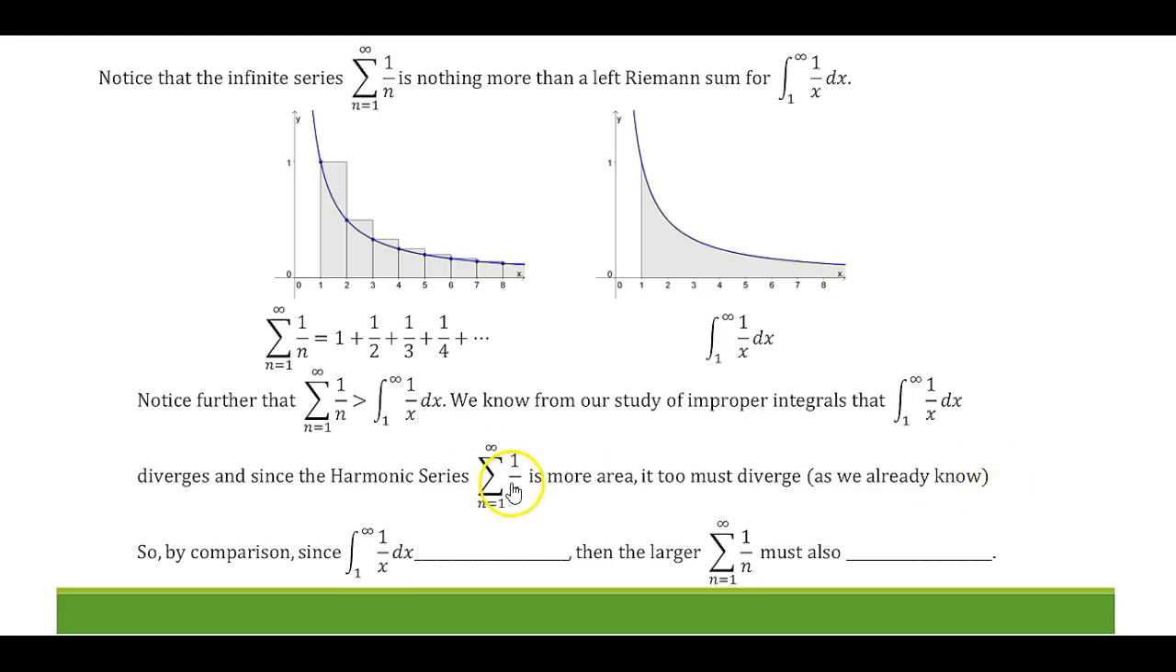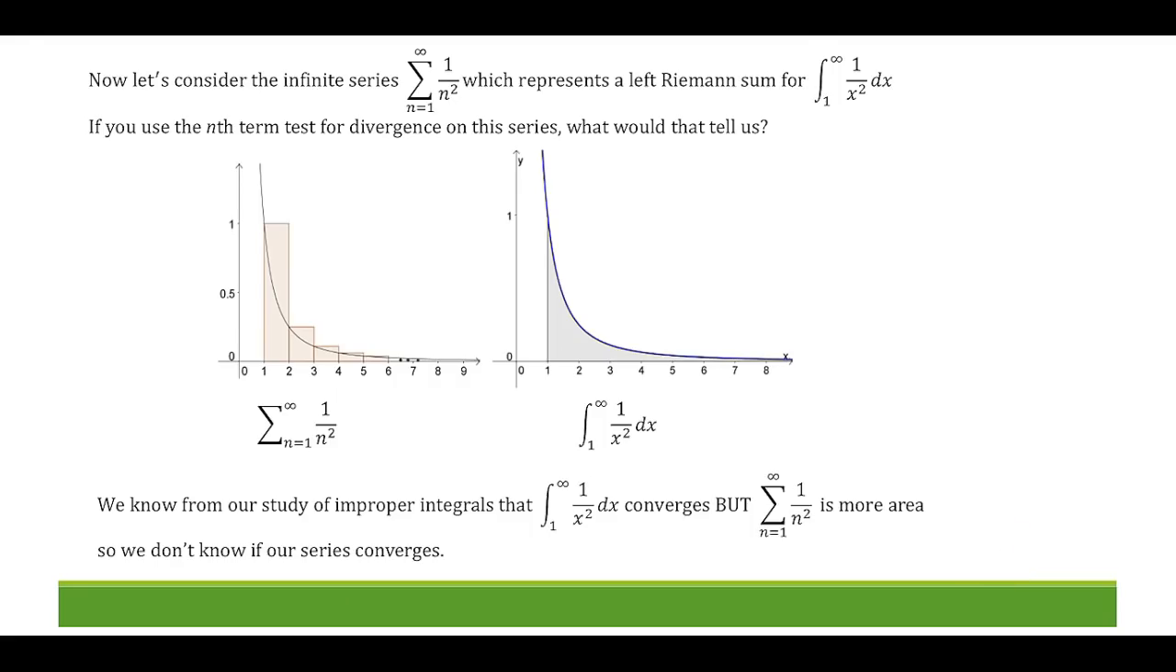So we already know the harmonic series diverges. But now we know this by comparison. So by comparison, since the integral from 1 to infinity of 1 over x dx diverges, then the larger sum from n equals 1 to infinity of 1 over n must also diverge. So they have the same behavior.